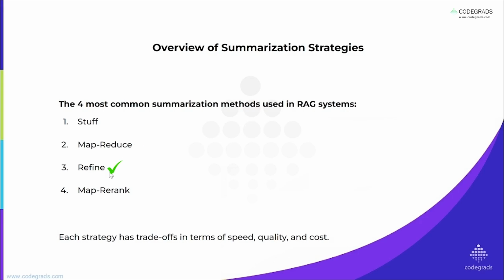And third one is refine. Now, we build up the summary iteratively. Whenever you want accuracy plus refinement, at that point of time, we need to use refine. We have the map rerank, which ranks the best summary. So a ranking technique is involved, and it works best when we want the best possible answer. This is the overview of summarization strategy.